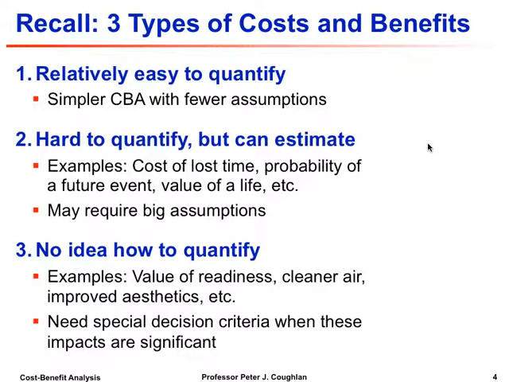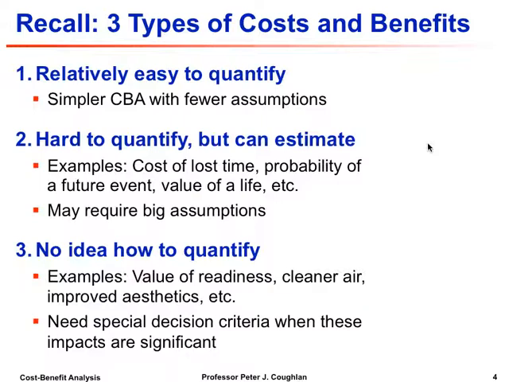So remember that this is from the very beginning. We talked about, very first week of class, three different types of costs and benefits. There are those that are relatively easy to quantify. And that gives us a simpler cost-benefit analysis and with fewer assumptions. There are those that are hard to quantify, but which you can estimate. These are things like the cost of lost time, the probability of a future event, the value of a life. In other words, we can quantify them, or we can estimate some sort of quantifiable measure of them, but they may require certain big assumptions.